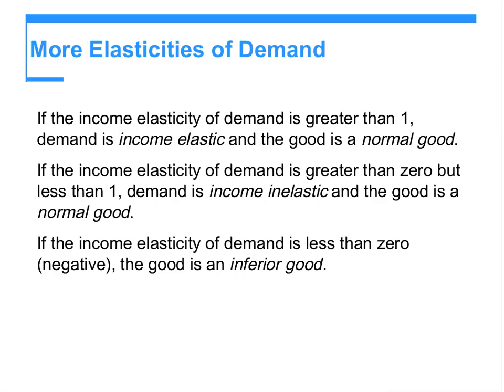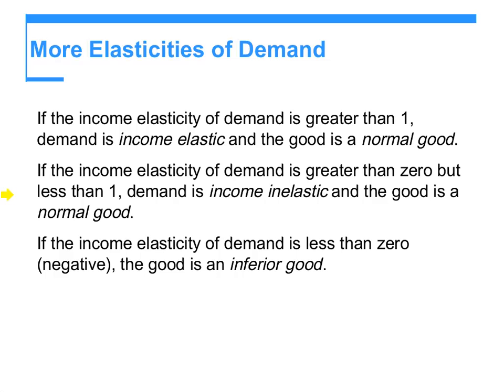If income elasticity of demand is greater than 1, the demand is income elastic and the good is a normal good. It means the higher your income, the more you buy of that product. For example, food is a normal product: if you have higher income, you buy more food. If the income elasticity of demand is greater than 0 but less than 1, demand is income inelastic, and the good is again a normal good. The elasticity is still positive, but it's more than 0 and less than 1.